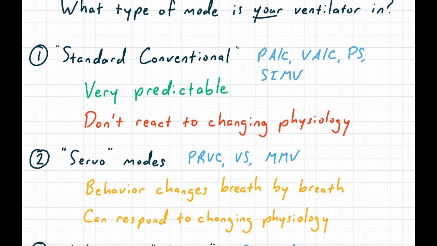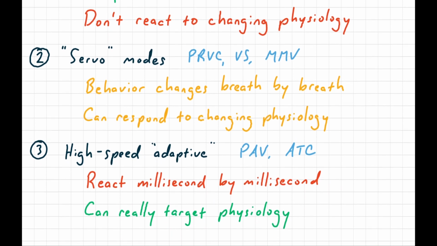And finally, you have high-speed computer feedback modes, like proportional assist ventilation and automatic tube compensation. Because they rely on high-speed computer calculations, they can respond very precisely to physiology. But they also introduce more unpredictable error modes, especially if the patient's pulmonary pressures start oscillating in an unusual way.